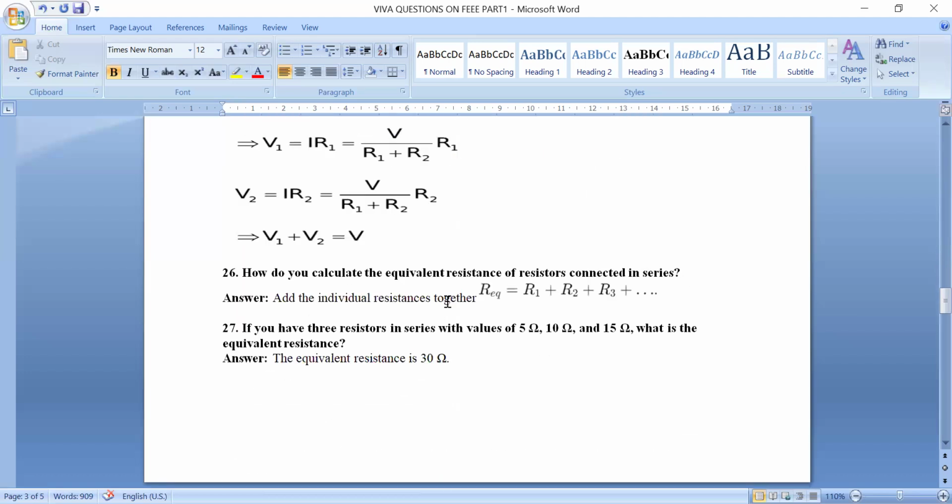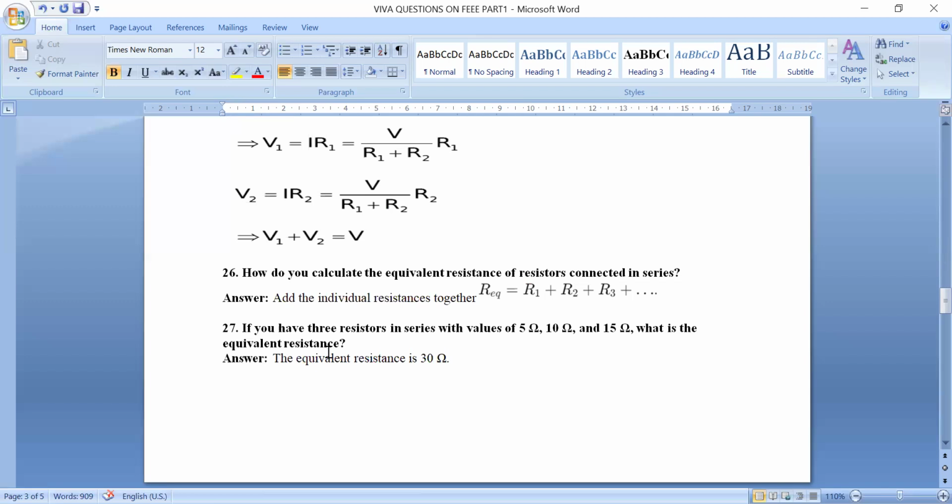How do you calculate the equivalent resistance if the resistors are connected in series? The equivalent resistance is R1 plus R2 plus R3 plus so on. The dashes indicate that you may have more resistors. If you have only two resistors, it is R1 plus R2. If you have three resistors, R1 plus R2 plus R3, and in the same way for more.